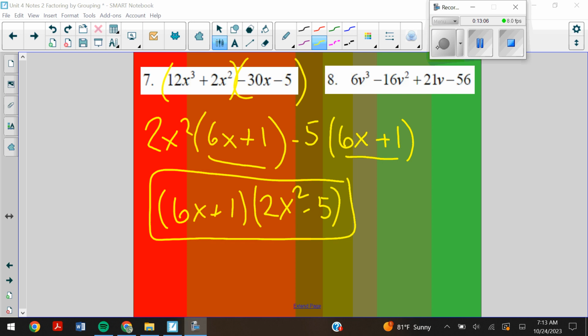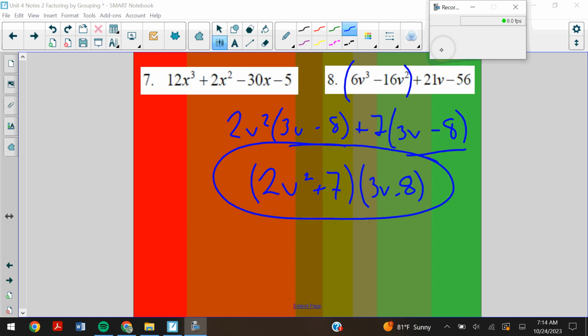All right, so I would like you to pause and try out problem 8 on your own. When you come back, I'll have it done for you. All right, so not a greatest common factor to pull out of all of them. Just a little bit different numbers that we're not probably used to finding common factors with. From 6 and 16, we could pull out a 2 and a v squared, and we're left with 3v minus 8. And then the second two terms, we're going to pull 7 out, and we're left with 3v minus 8. So we get 2v squared plus 7, and then times 3v minus 8.